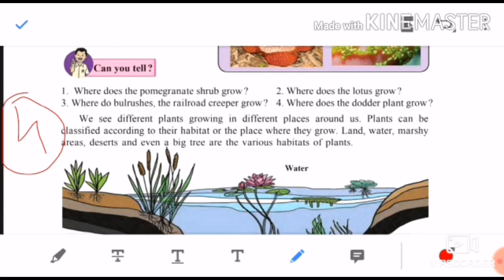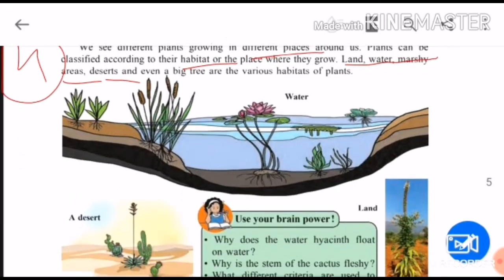So we see different plants growing in different places. Yes or no, children? Plants can be easily classified based on their habitat, where they grow. Some grow on land, some grow in water, some grow in marshy areas, some grow in deserts. These are the various habitats of the plants. So this picture is given to you, children, very well. See water.